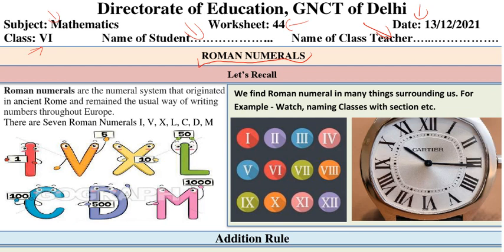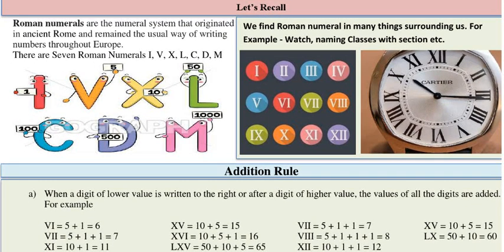So let's recall what Roman numerals are. Roman numerals are the numeral system that originated in ancient Rome and remained the usual way of writing numbers throughout Europe. There are 7 Roman numerals: I, V, X, L, C, D and M. Repeat with me: I, V, X, L, C, D, M. So Roman numerals are the numeral system that originated in ancient Rome.